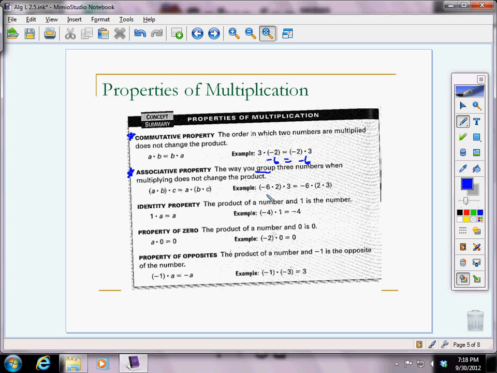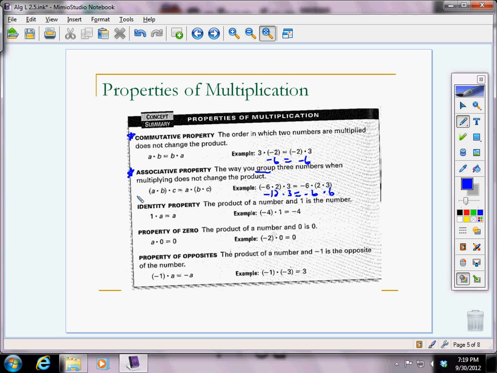Negative 6 times 2 is negative 12. We have a negative 12 times 3. And over here we have negative 6 times 6. You should see that negative 12 times 3 equals negative 36, and negative 6 times 6 equals negative 36. So again, if you follow order of operations, here we multiply negative 6 times 2 first, because it's in parentheses. Here we'd have to multiply 2 times 3 first. So the way we group our numbers doesn't matter when we multiply.